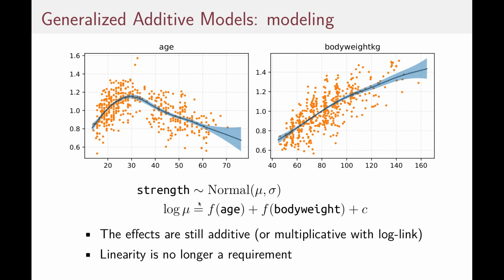Some caveats. The effects are still additive. So I'm assuming here that the effect of age, for instance, is independent of the effect of body weight. Like, the model assumes that the strongest lifters are around 30, whether they weigh 60 kilos or 100 kilos. If there was a more complicated pattern to this, like if lifters were 120 kilos, then actually the strongest age is around 50 years old or something like that, then this model is not appropriate. I would have to think of a different model.